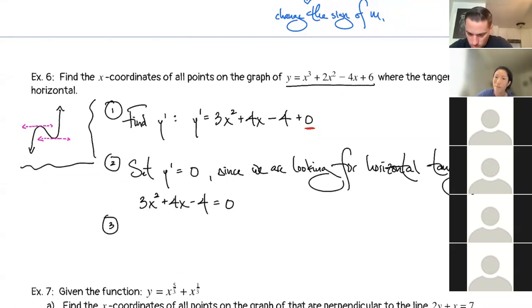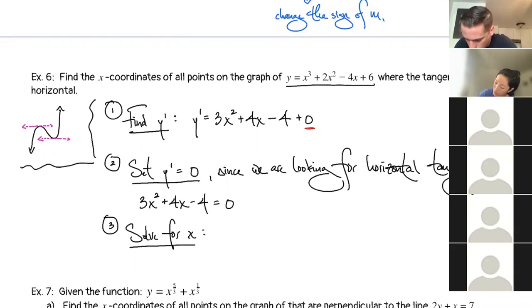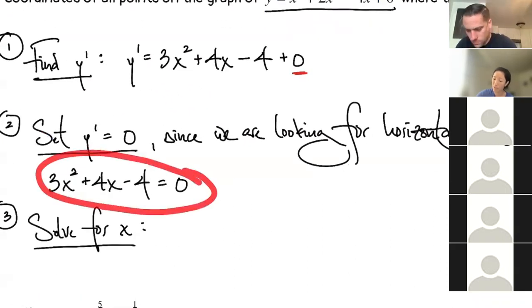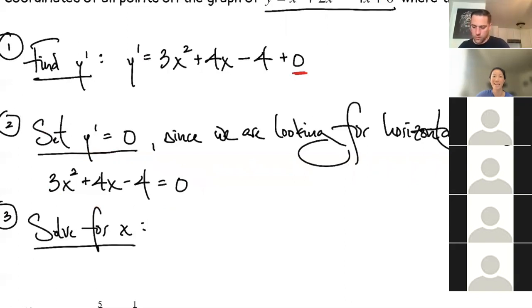And our last step, which is really just an overflow from the first step, is to solve for x. All right, so find y prime, set y prime equal to 0, solve for x. And here we see a really good example of exactly when we might need to factor, right? Specifically when that first number is not 1, okay?